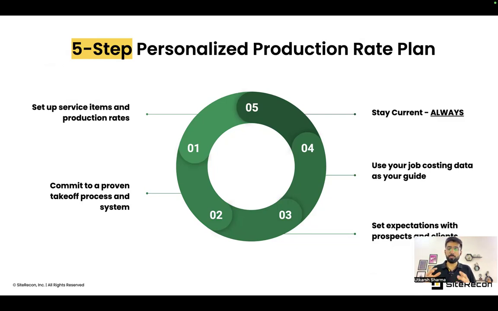Finally, you want to make sure once you win the job, you look at your job costing data as your guide and you calibrate your production rates every year. And do not forget to stay current. Make sure labor rates are updated, material rates are updated, and equipment purchases are updated in your production rate plan.